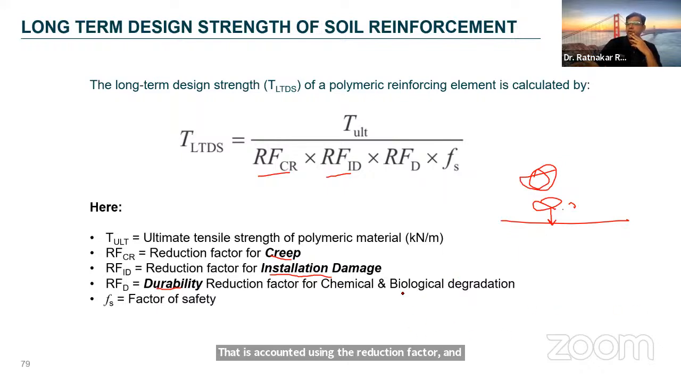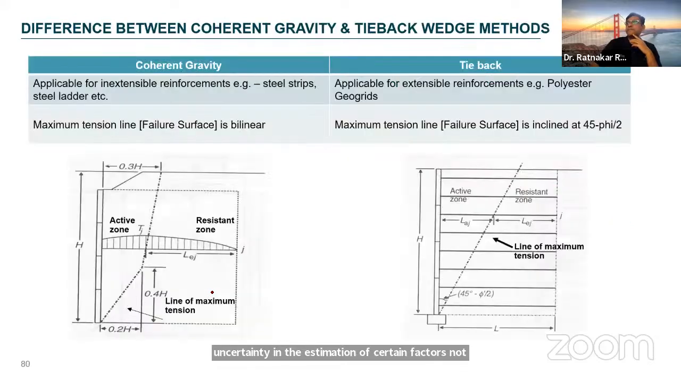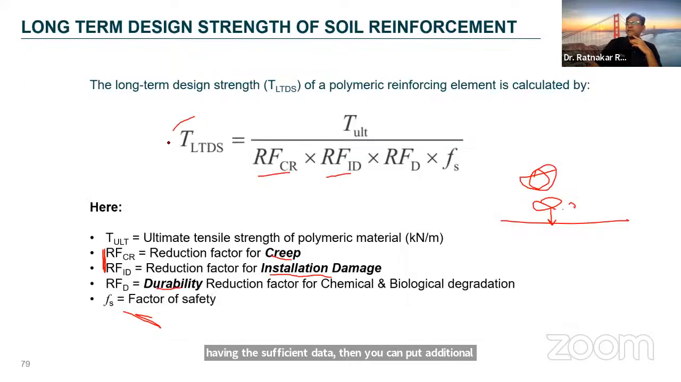And then finally, we have a factor of safety. After all these factors, there could be some uncertainty in the estimation of certain factors, not having sufficient data, so you can put in an additional factor of safety. That's how you get the long-term design strength.